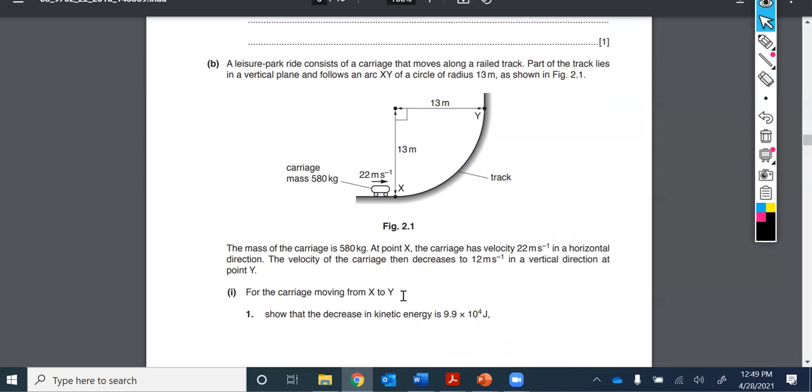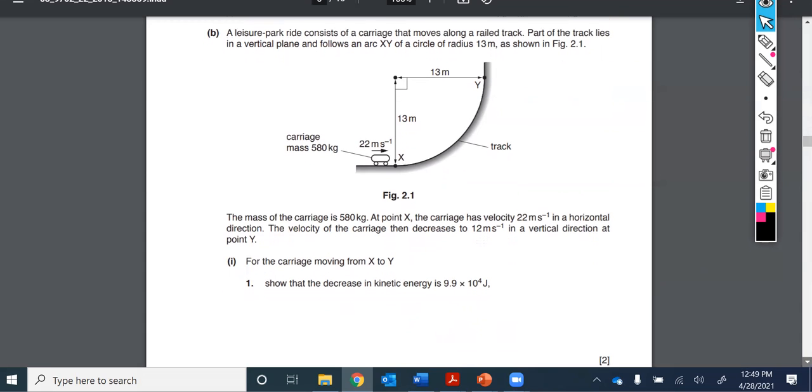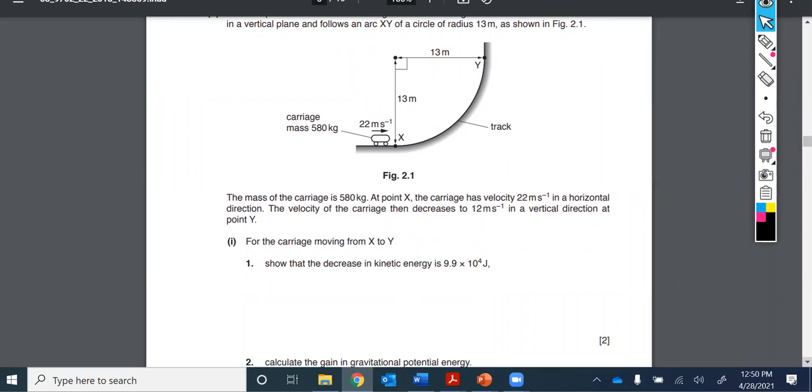For the carriage moving from X to Y, show that the decrease in kinetic energy is 9.9 times 10 to the 4 joules. So when we're trying to calculate a decrease in kinetic energy, the most straightforward way is to say, well, this is a change in kinetic energy. And we may recall that the work done equals the change in kinetic energy. It's not a coincidence that we just defined work done and kinetic energy. There's a theorem in physics known as the work-kinetic energy theorem.